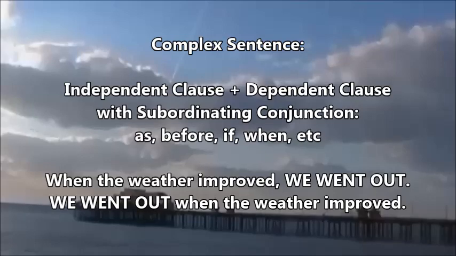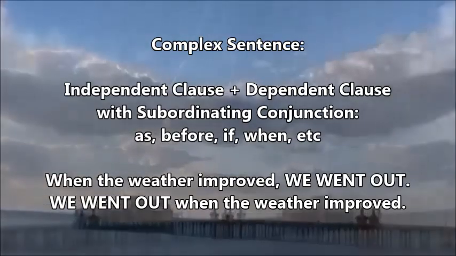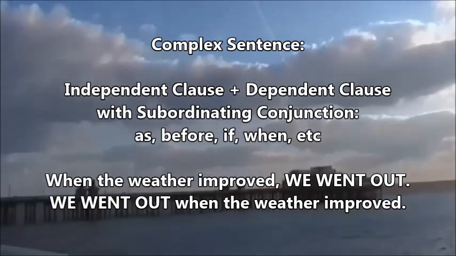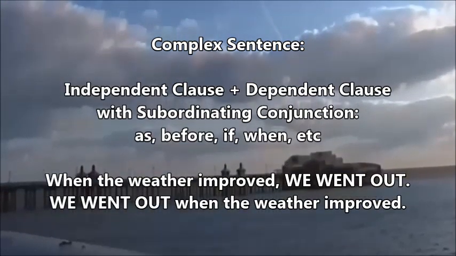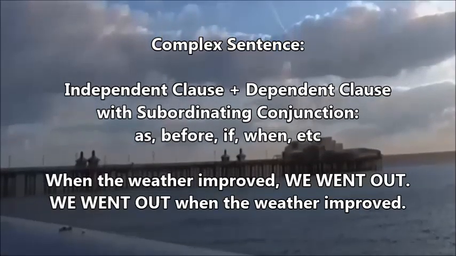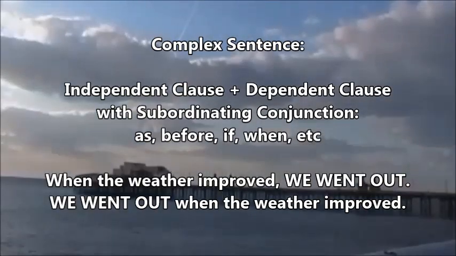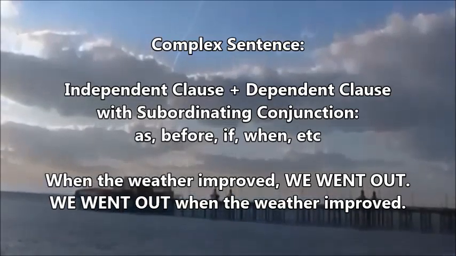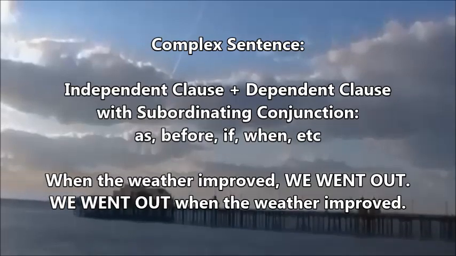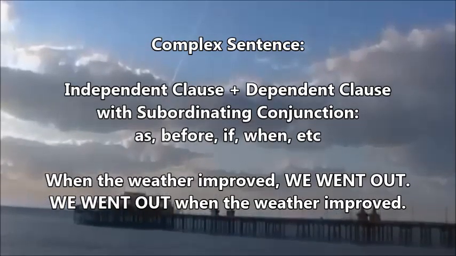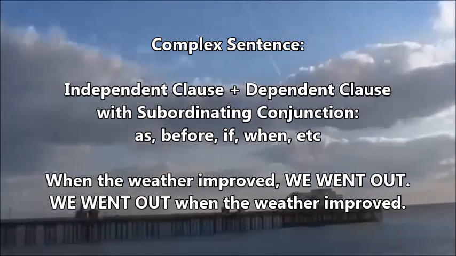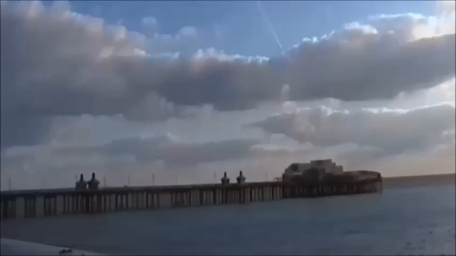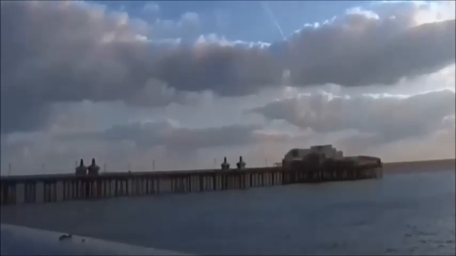Complex sentence: independent clause plus dependent clause with subordinating conjunction: as, before, if, when, etc. There's a lot of them, okay, a lot of them. When the weather improved, we went out. We went out when the weather improved. And you notice there I have put the independent clause, I've written that in capital letters so it stands out. A lesson all about that, the link will appear at the end of the video.